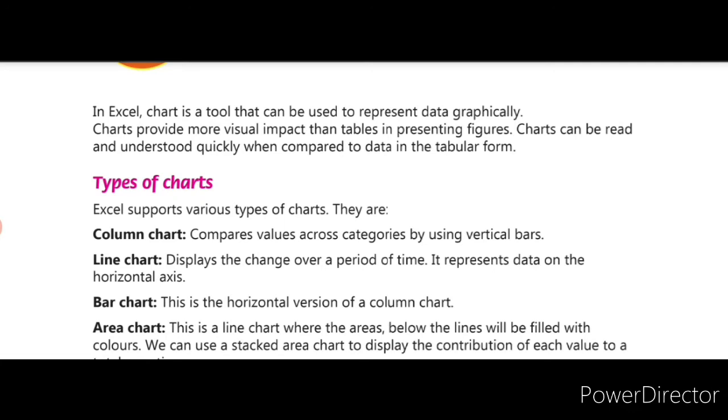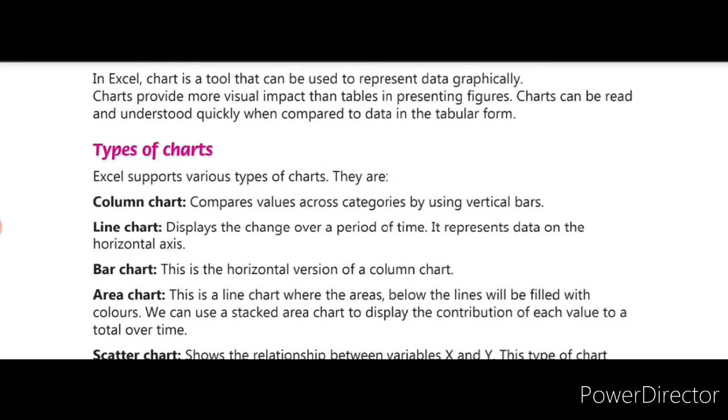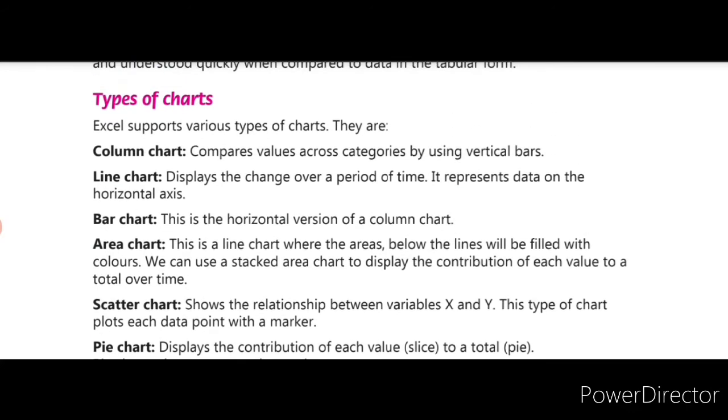So we'll be seeing what the types of charts are. Excel supports various types of charts. What are they? Column chart, line chart, bar chart, area chart, scatter chart and pie chart. So what is a column chart? It compares values across categories by using vertical bars. The vertical section is called the column, isn't it?